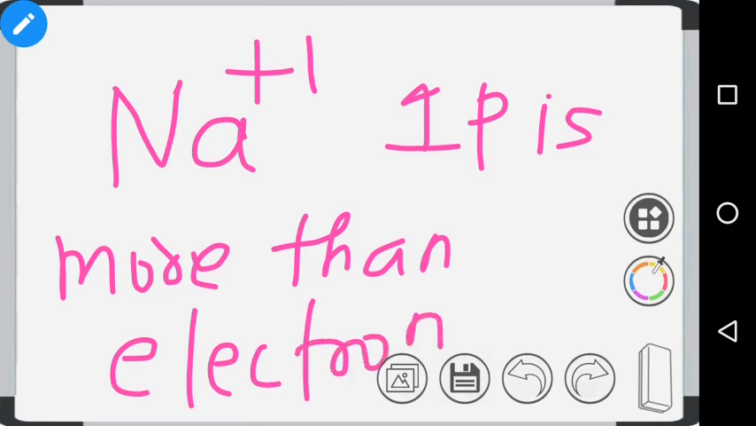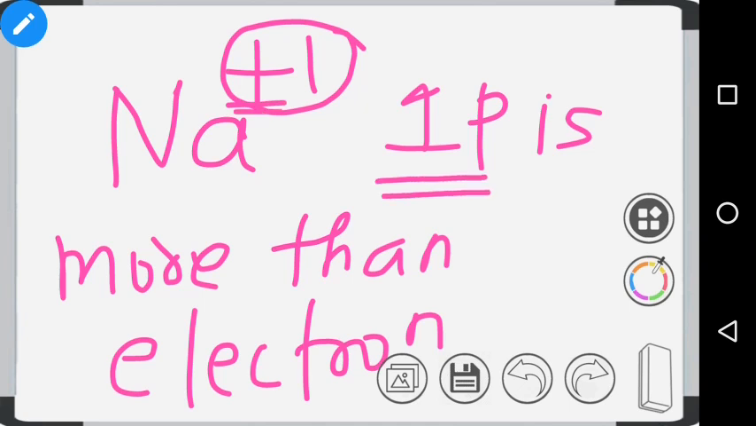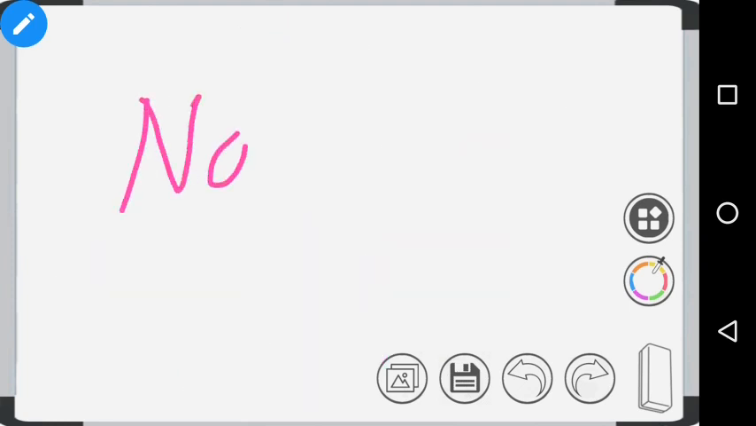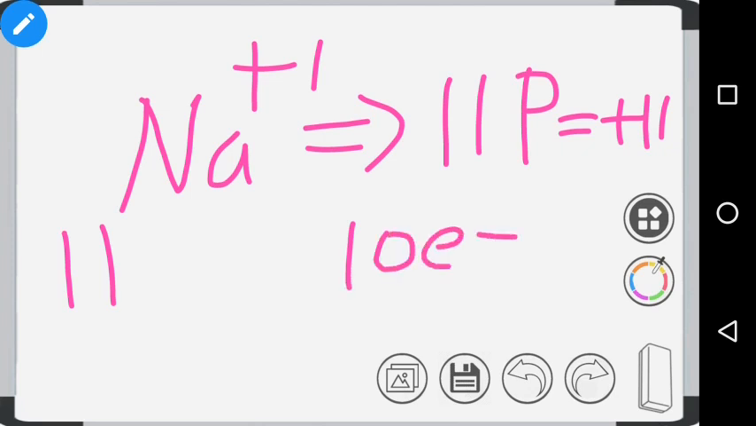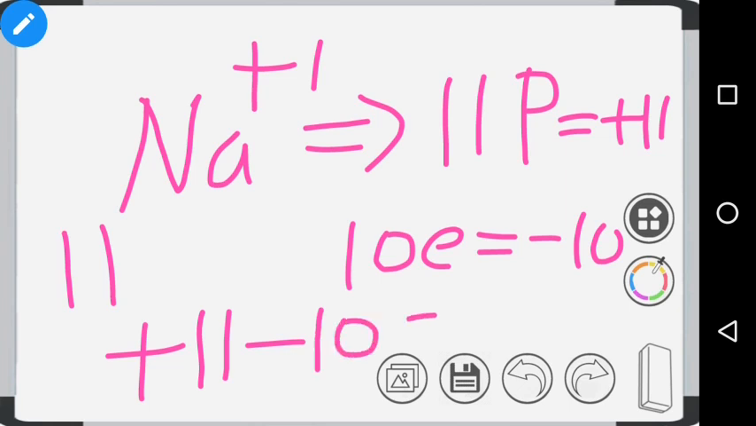And how does this come? Because of this positive charge, we are creating it as a proton. So Na+1 will have one proton higher, so we can represent it as Na+1 with 11. With 11 protons, we get +11. With 10 electrons, we get -10. So +11 -10 gives 1. So 11 protons and 10 electrons are there. One proton is higher, so only we are representing it.